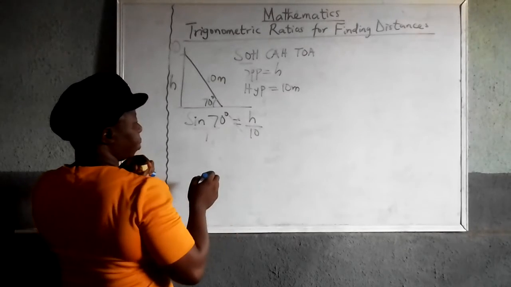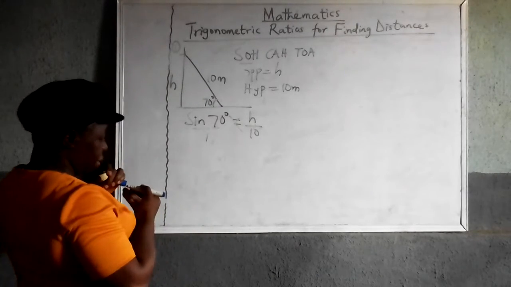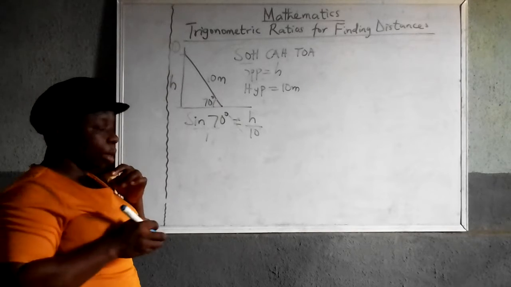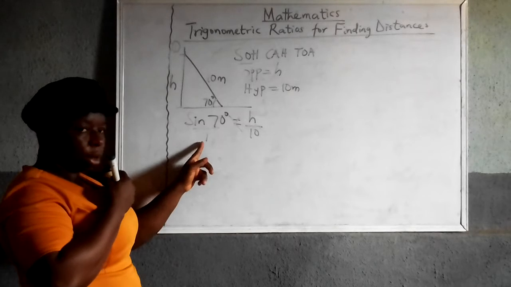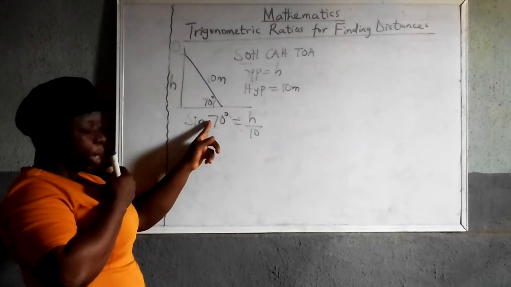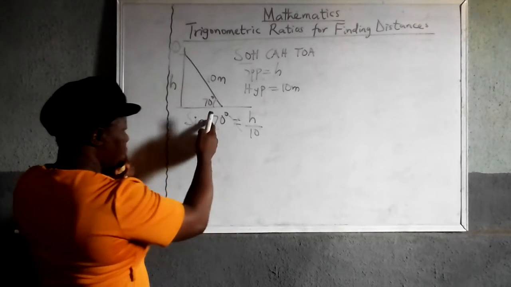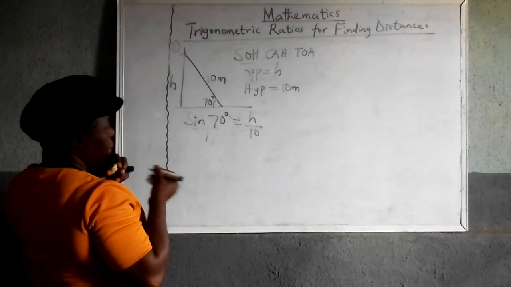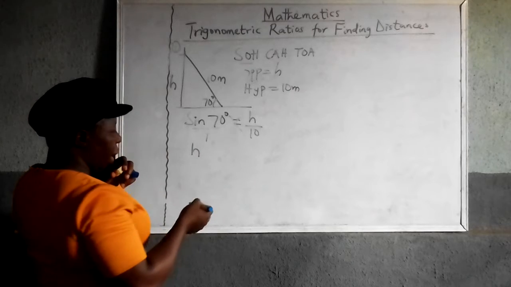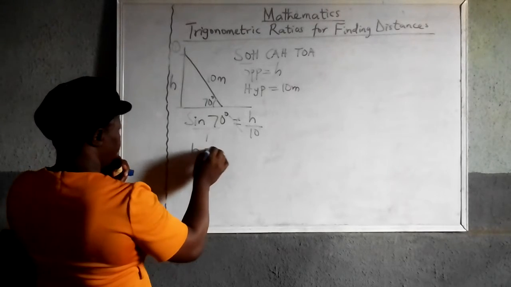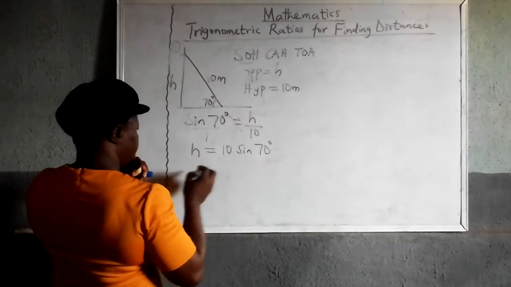So we cross multiply, right? If you cross multiply, I've told you several times that cross multiplying means you multiply this numerator by this denominator. This denominator will also multiply this numerator, like scissors. The handle here will go with this blade, the handle here will go with this blade. Okay? h times 1 will give us h, because we know when we multiply a number by 1, we get the same number. So we have h is equal to 10 sine 70 degrees.